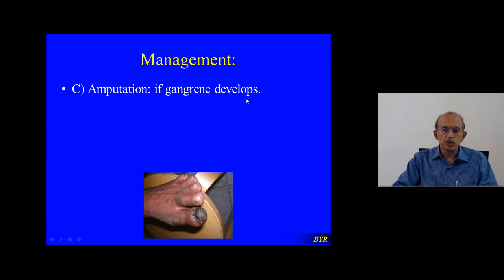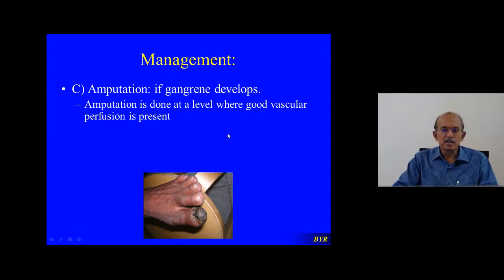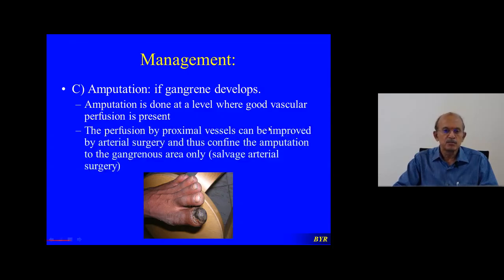Amputation, if the patient comes to you with the stage of gangrene. Amputation is done at a level where good vascular perfusion is present. The perfusion by proximal vessels can be improved by arterial surgery and thus confine the amputation to the gangrenous area only. This is called salvage arterial surgery or salvage limb arterial surgery. Already I have explained to you about this salvaging surgery.